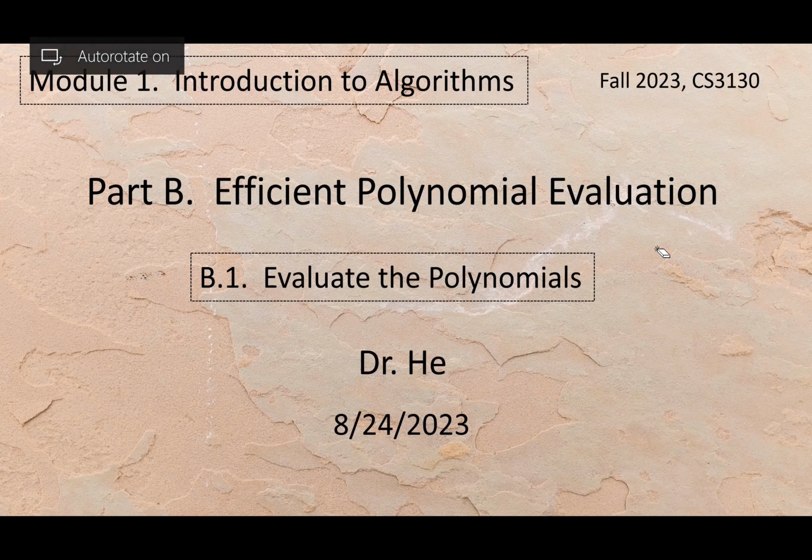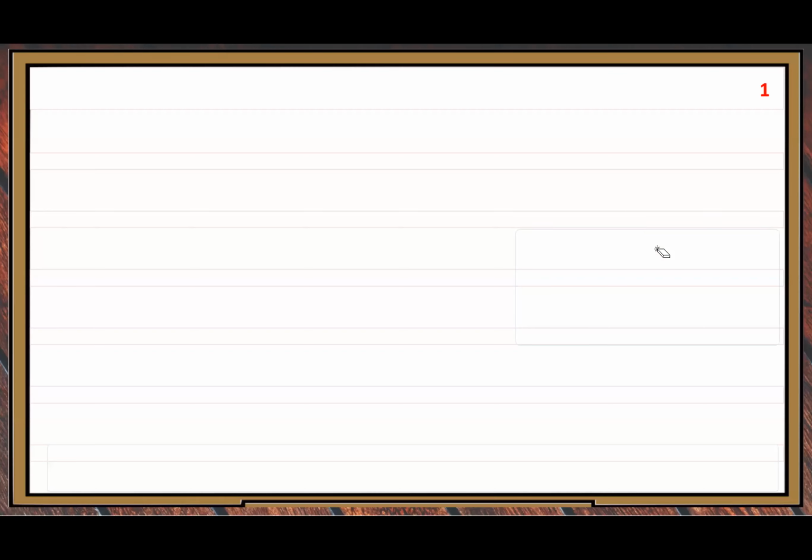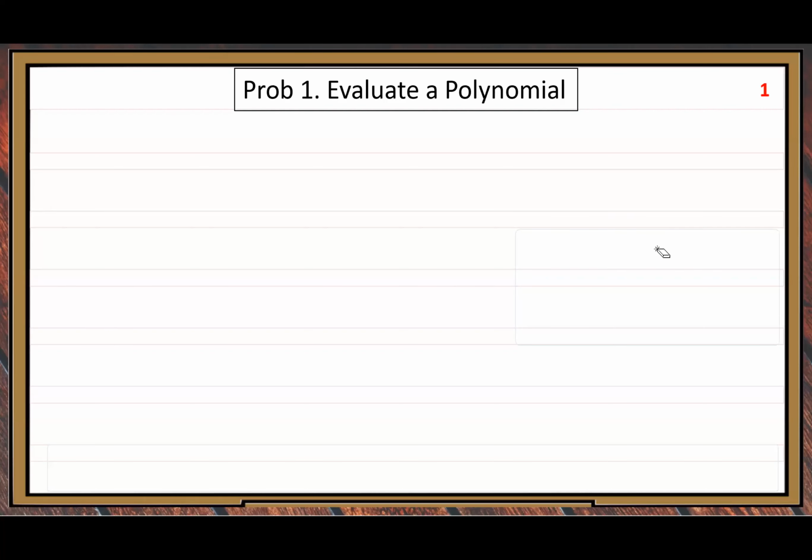We do this topic, part B, efficient polynomial evaluation. B.1, evaluate the polynomial. So let us solve our first computing problem. Problem number 1, evaluate a polynomial.